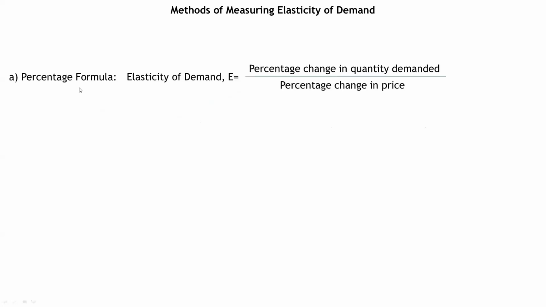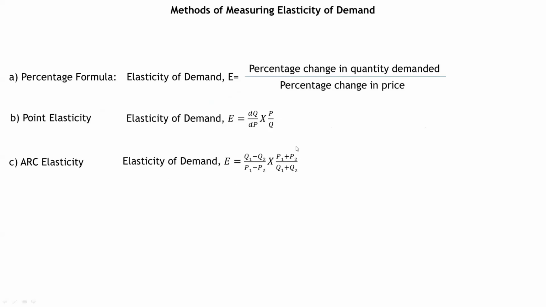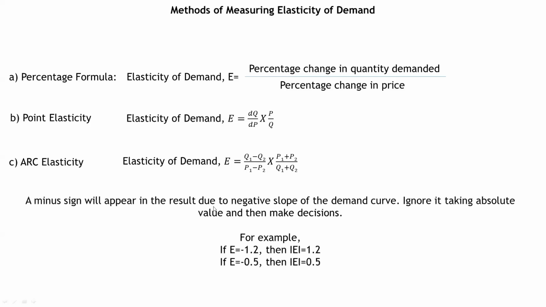Here I sum up all three methods of measuring elasticity of demand: the percentage formula, the point elasticity formula, and the arc elasticity formula. What is common for them is that there appears a negative sign in the result. The reason is the relationship between price and quantity demanded is inverse. That is, if price rises, quantity demanded falls, and if price falls, quantity demanded rises. With this minus sign, we cannot take our decision or make comment. We have to drop the minus sign by taking absolute value.